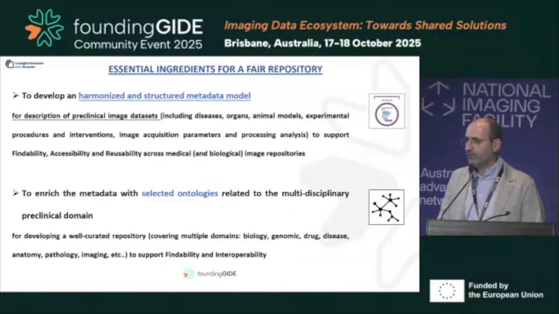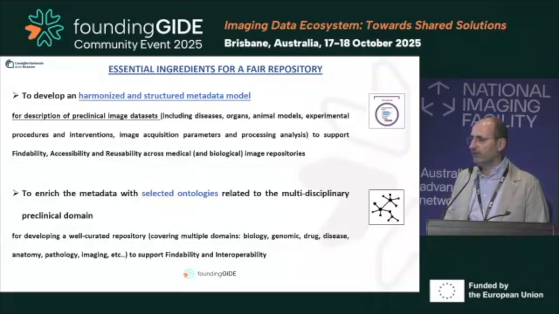Essentially, there are two key ingredients if you want to develop FAIR data. On one side, you have the harmonized and structured metadata model. So you need to describe any type of information, any type of metadata that is useful in order to describe the images that you have collected. And on the other hand, you have the ontologies that are needed in order to create the metadata and to make them more interoperable, potentially across repositories.